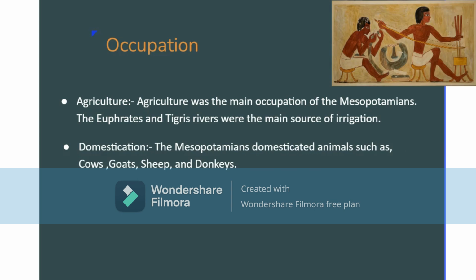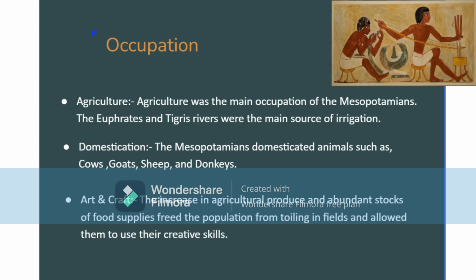Domestication of animals: when a person is doing agriculture, they had to domesticate animals like ox, cows, goats, sheep, buffaloes, etc. for their work in the field, and they also did things like selling milk and so on in the market. Then comes art and craft.